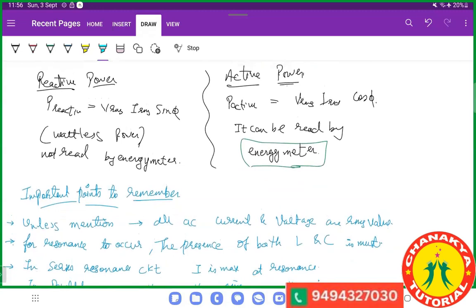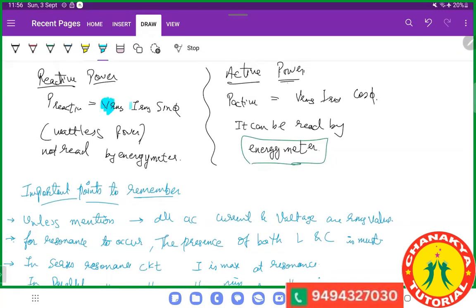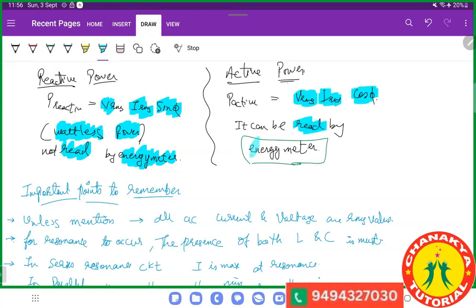So active power and reactive power. Reactive power means V_RMS I_RMS sin phi, which is wattless power. It is not actually read by an energy meter. Energy meter, in the sense, the meter which is used at your houses. Active power means V_RMS I_RMS cos phi, which is read by your energy meter.